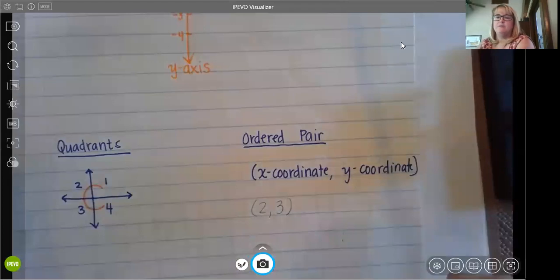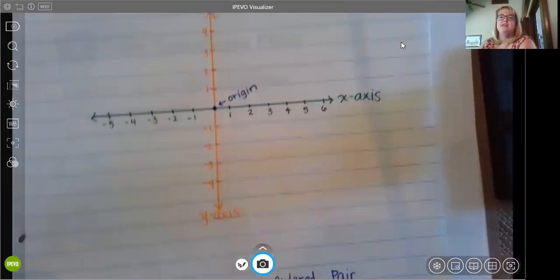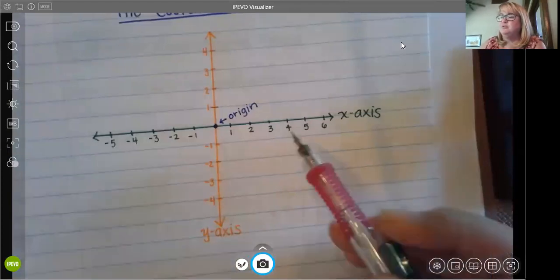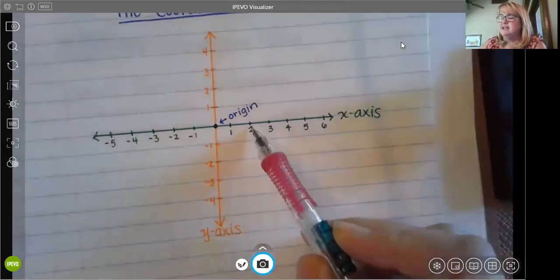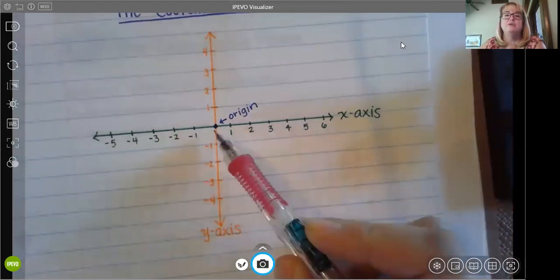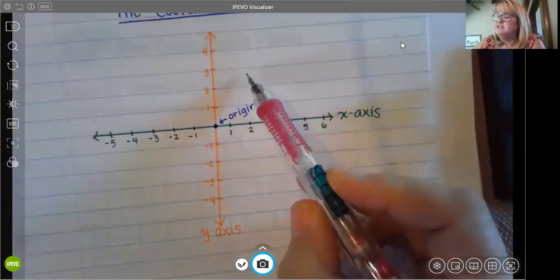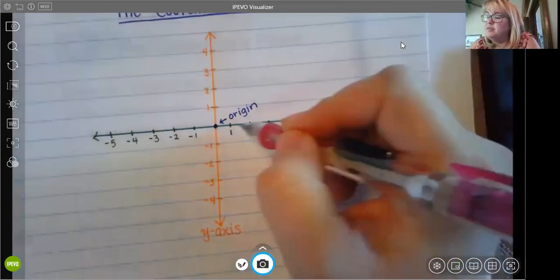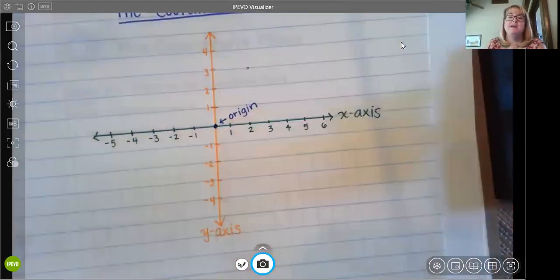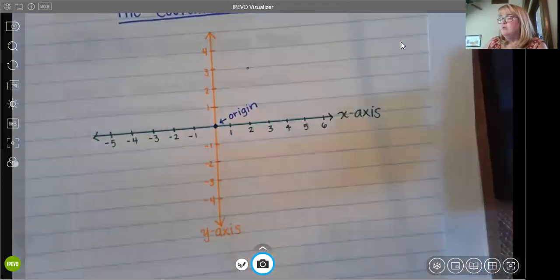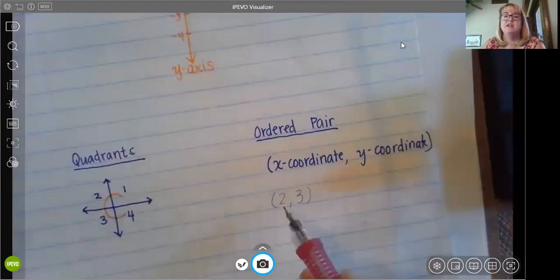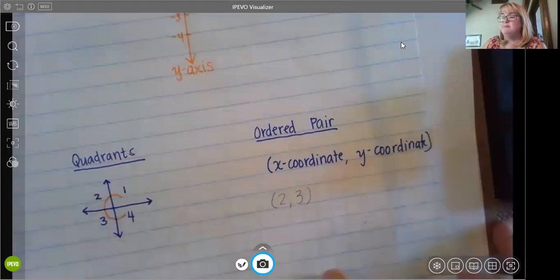Let's look at our coordinate plane, and I'm going to show you where the address of (2, 3) is. The first number was a 2. We go to 2 on our x-axis, and then 3 on the y-axis. So you go over 2 and up 3. If you go over 2 and up 3, this is where that point would be. So again, an ordered pair: the first number is your x-coordinate, the second number is your y-coordinate.